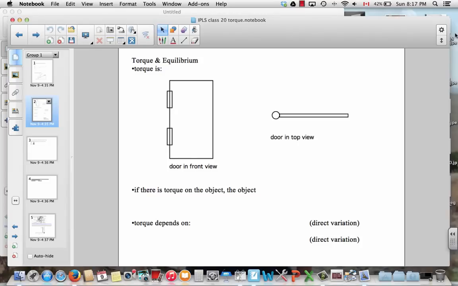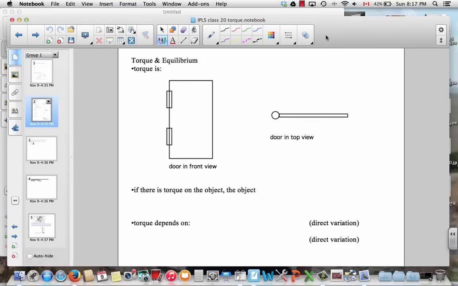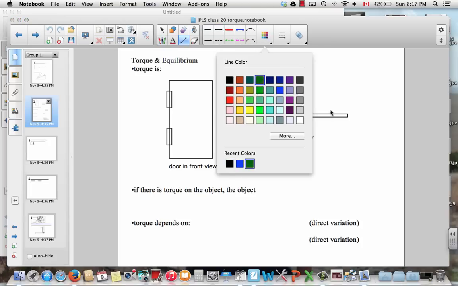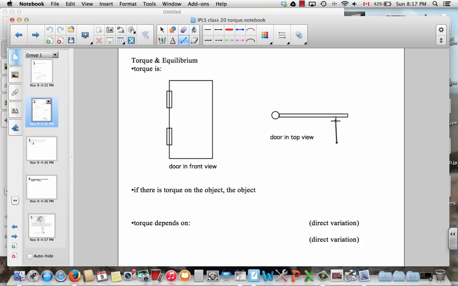So our topic today is torque and rotational equilibrium. Now, a good place to start for the definition of torque is to look at a door. And of course, to make a door rotate, you need to push on it. You need to exert a force on the door. And when you do that, the door will rotate.